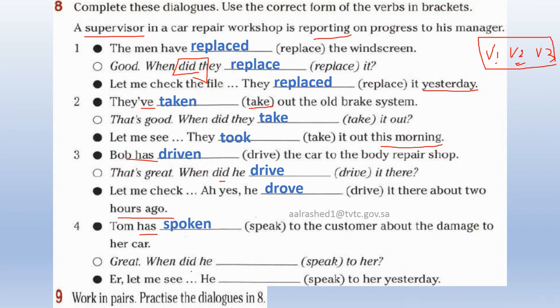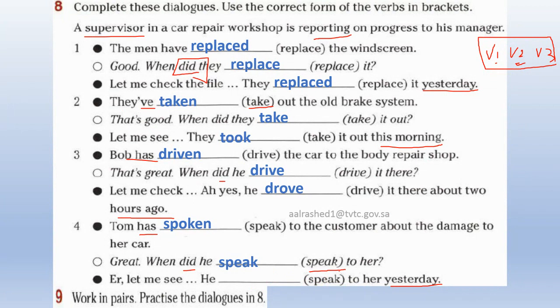Great. When did he? Again, as a result, I should use the base form. The base form is already written here. Just copy it, put it in the blank. So speak. Finally, the last sentence. Let me see. He. So again, whenever you encounter these questions, I need to look at the last part of the sentence and see if there is time or not. As you clearly see, we have specific time to make this sentence in the past form, not in the present perfect form. As a result, I need the past form of speak because speak is irregular.